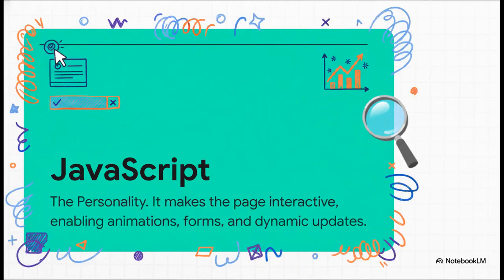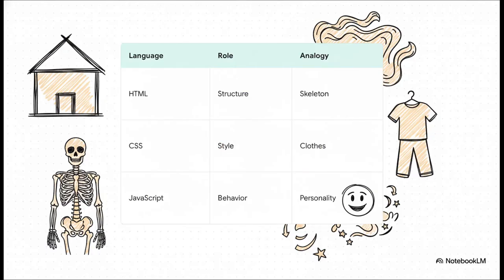And finally, every person needs a personality. For a website, that's JavaScript. JavaScript is what makes a page feel alive. It's what lets it do things. When you click a button and a menu drops down, or you fill out a form and get a little message back instantly, yep, that's JavaScript at work. It's all about interactivity.